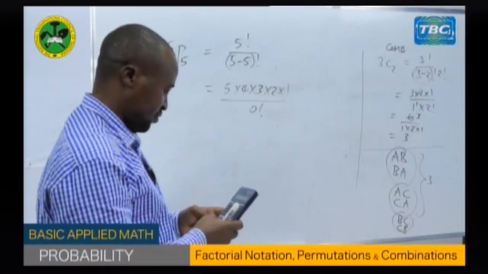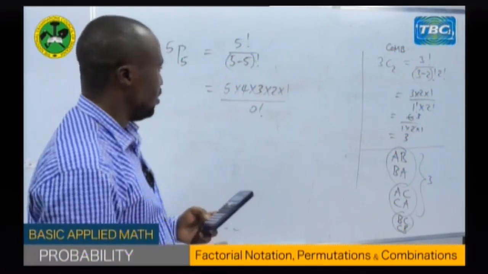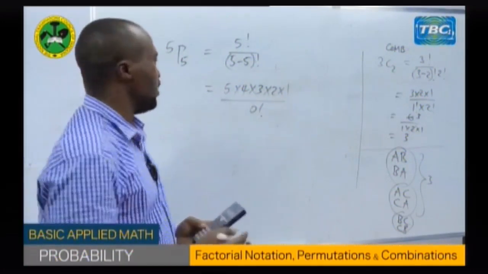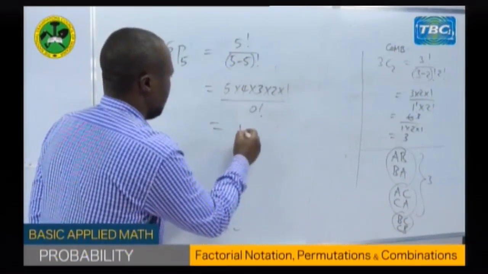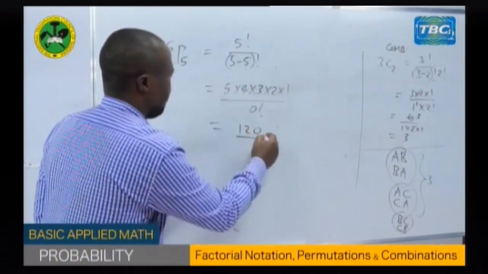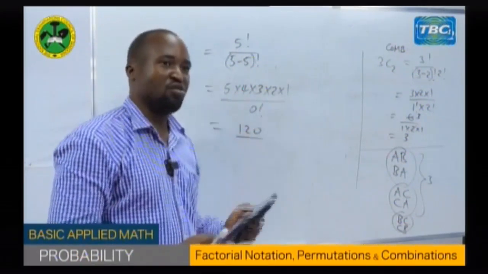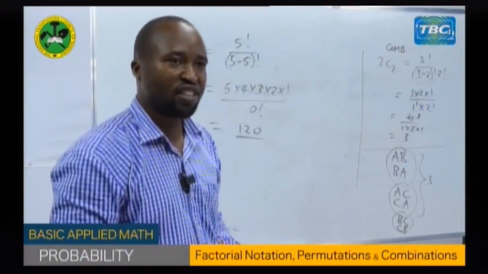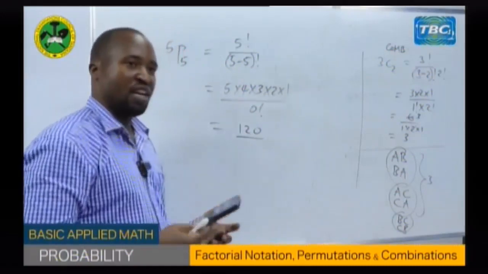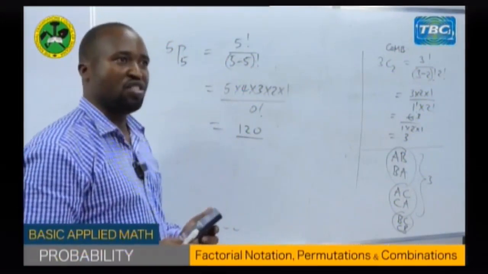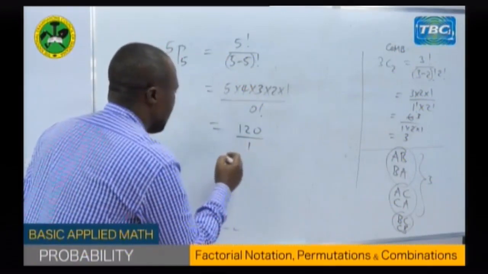That is now for the case of numerator, we have the answer, that is 120. For the case of denominator, we have 0 factorial. In mathematics, 0 factorial is equal to 1. So even by using a calculator, you can prove that 0 factorial is equal to 1. So here we have 120 divided by 1.